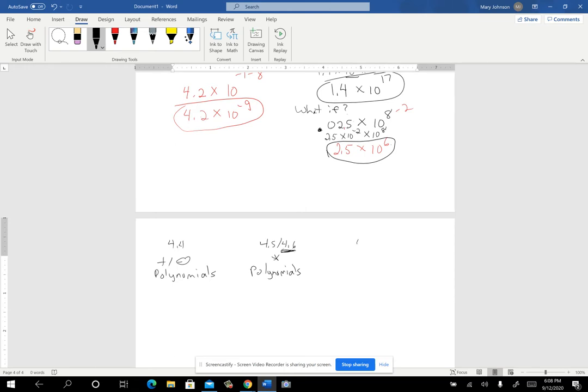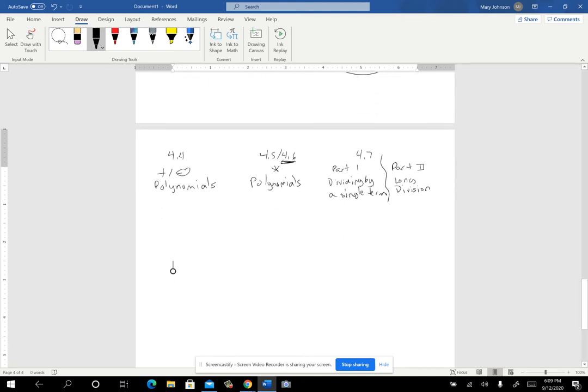And then in 4.7, it's really two parts. Part one is when you're dividing polynomials, but you're dividing by a single term, a monomial. And in part two, that's where you've got to do long division. And I felt like I wasn't ready to put that on the test next week. So your test will go from 4.1 all the way through 4.7, just part one, the problems dealing with the single term.